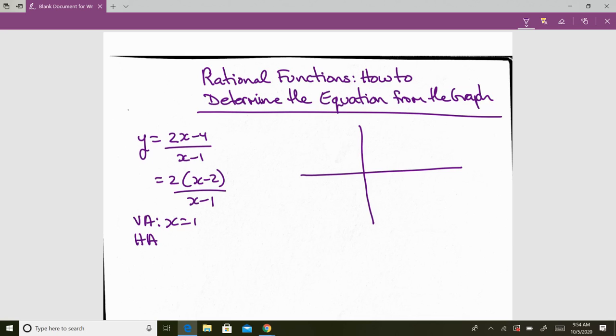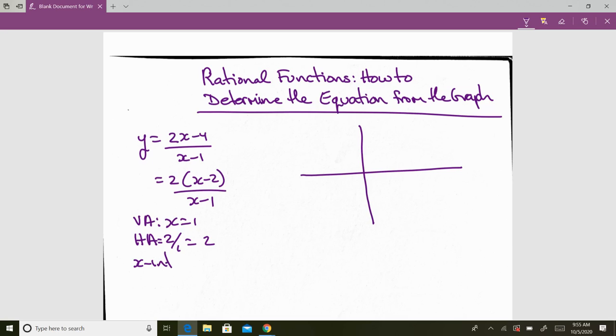Horizontal asymptote. How do you find the horizontal asymptote? Remember, those 3 rules. If the degrees are the same, it's 1. So it's 2 over 1, the coefficients, or just 2. So there's your horizontal.